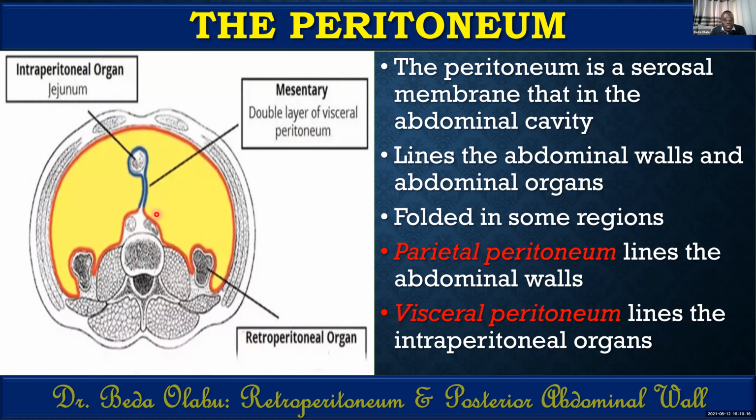Even in this other image, in a cross section, the red one here represents the parietal layer of the peritoneum, and the blue here represents the visceral layer of the peritoneum. Importantly, therefore, the suspension that is created by the visceral layer of the peritoneum, as we can see here, is what we call the mesentery. So the mesentery is a double layer of the visceral peritoneum that suspends the abdominal organs.